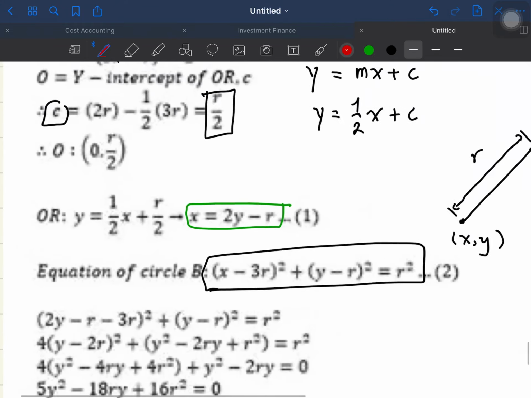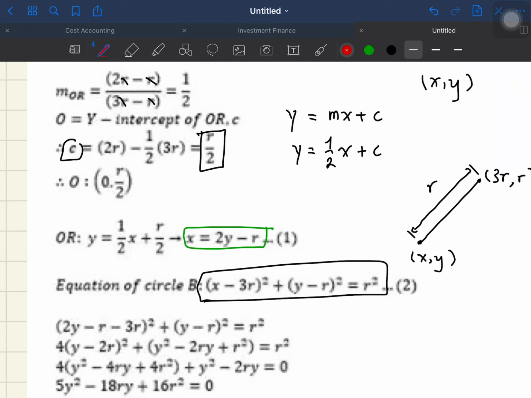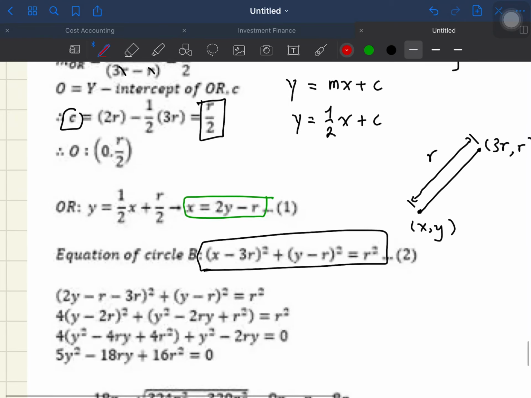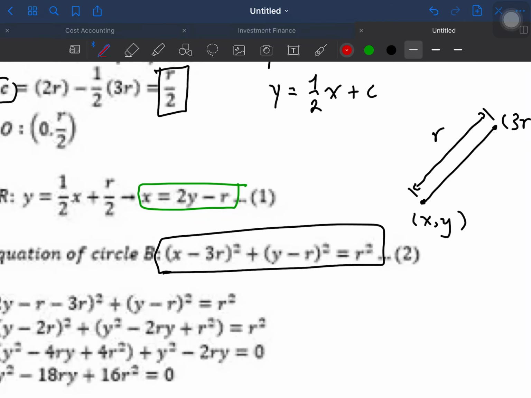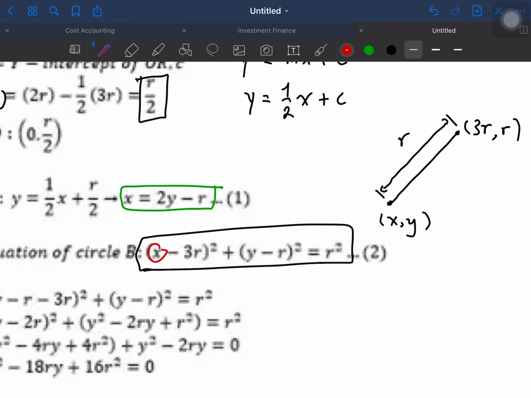As you can see, sorry for the bad quality of this because I just copied down the picture. So from the equation of OR, y equals 1/2x plus r/2, you just express the equation of x in terms of y, and then you will get x equals 2y minus r, which is the first equation, and then you just plug the equation of 1 into the second equation, which is this one, and then you will get something like this.